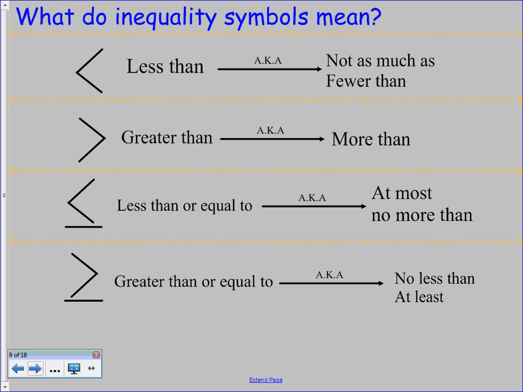So the first one is the less than symbol. If you're looking at a word problem, you might see things such as not as much as or fewer than. The next one down is the greater than symbol. You might see that as more than in a problem.